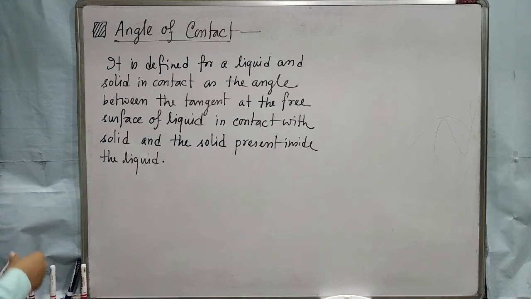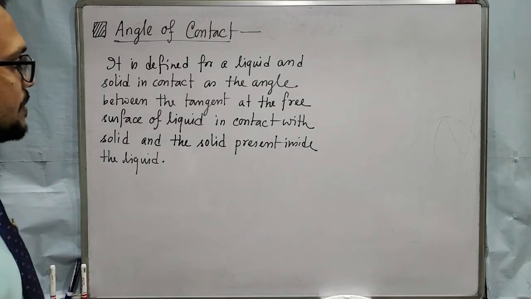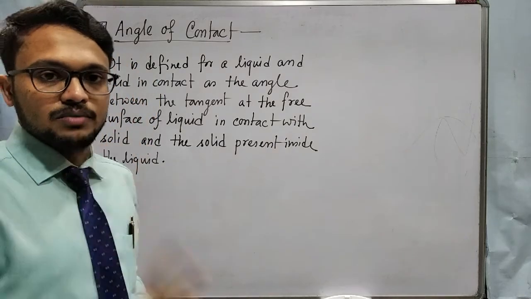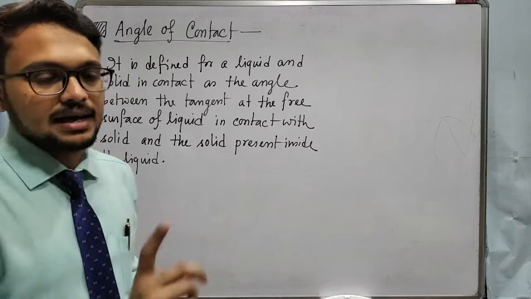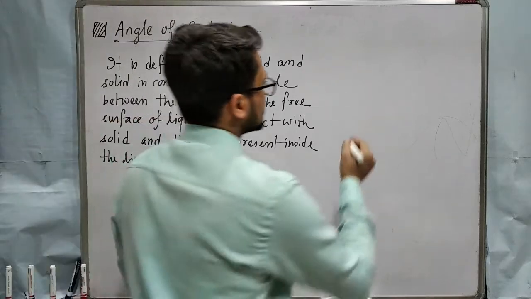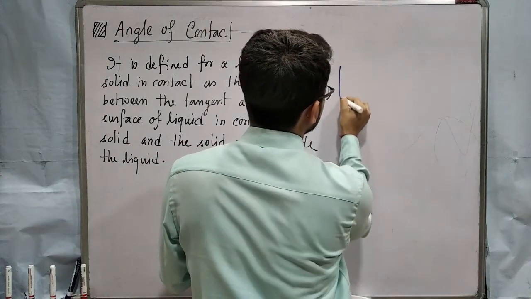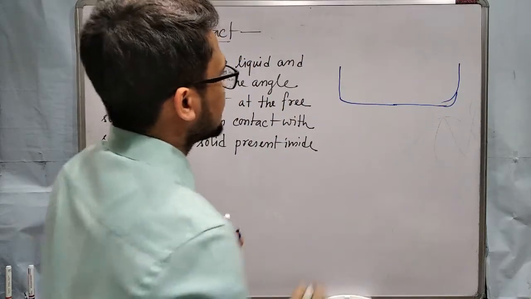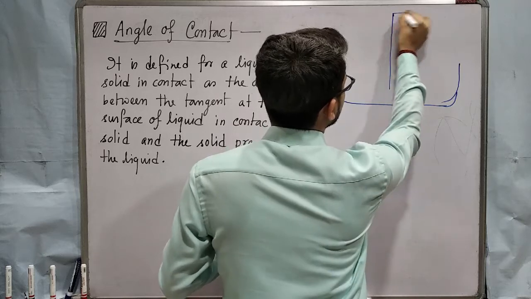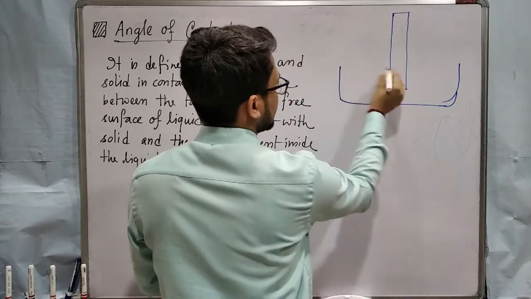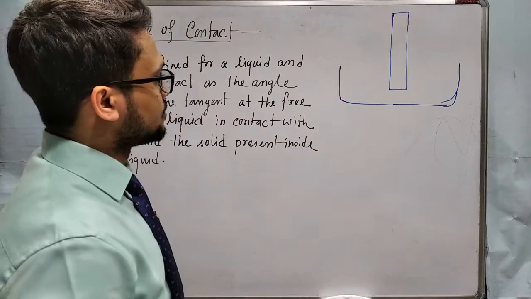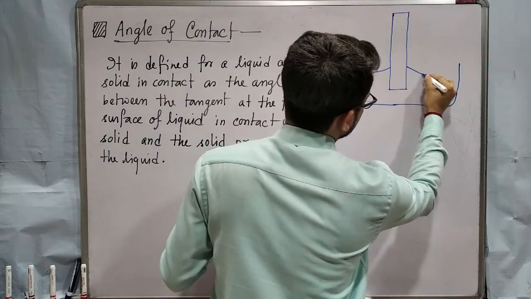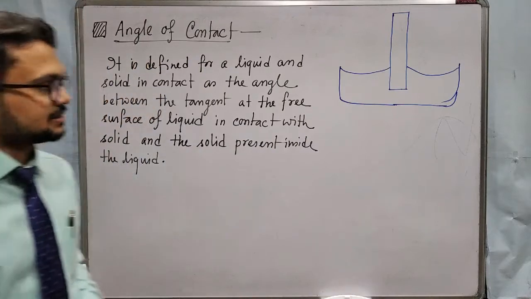Now I am drawing one diagram so that you can understand it properly. I am drawing basically two diagrams. One is for glass and water surface, and another is for mercury and glass in contact. So first of all, this is a container, clear. Here one glass rod is kept inside the water. Water surface, the free surface of water, will look like this.